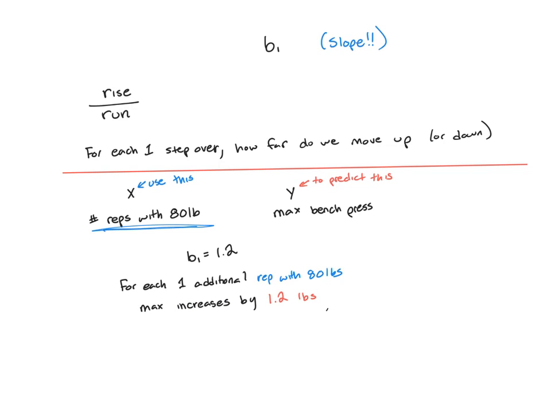Now notice this doesn't mean it increases by that exactly. Might be a little bit above, might be a little bit below. And if we have a little bit above, a little bit below, you can bet that we're going to be doing confidence intervals with this slope.